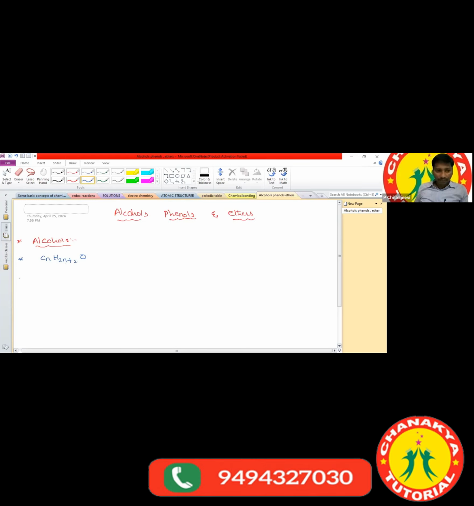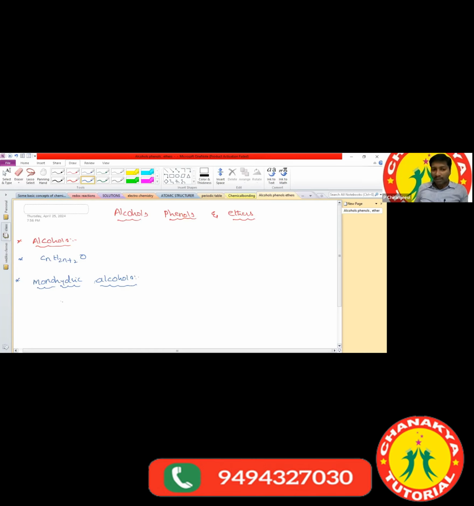Based on the number of OH groups, we have different types of alcohols. One is called a monohydric alcohol. Monohydric alcohols are compounds which contain only one alcoholic functional group, that is, only one OH group.